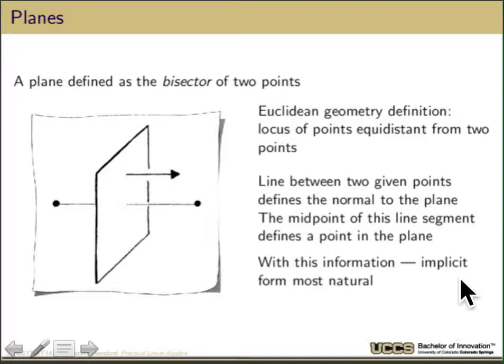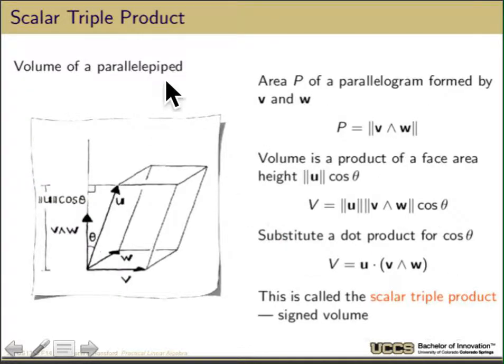One last set of properties to talk about: we talked about area before. Now I want to come back. Now that we've seen planes, we want to talk a little bit about the volume in 3D of a parallelepiped.